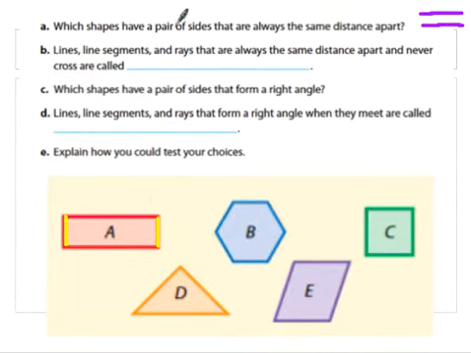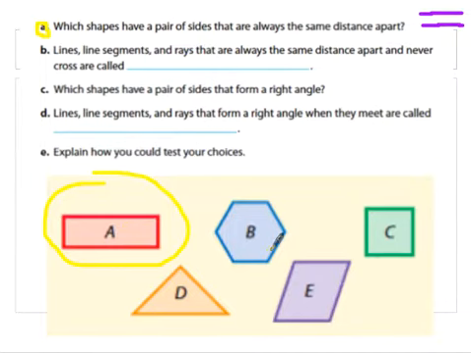Okay, we said that when they're the same distance apart, that means they're parallel. Are these two sides the same distance apart from each other? If I extended these sides, would they ever cross over each other? No, they're always going to be pointing in the same direction as each other, never ever cross over each other. So, which shapes have a pair of sides that are always the same distance apart? I know that A does. Let's see if any of the other ones do. A definitely has sides that are the same distance apart.